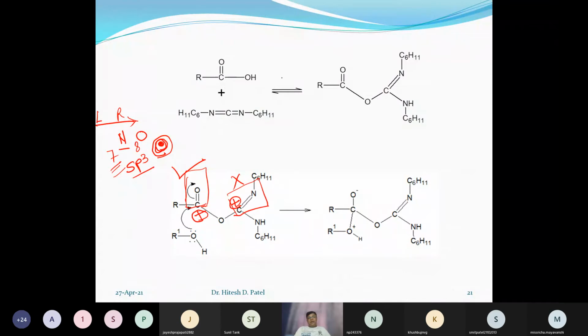Now I am going to discuss how the reaction will take place. The first step will be the same, the reaction between the acid and the DCC. The mechanism is already discussed, so I am not going to discuss it again, but here we will get RC double bond O, C double bond N, C6H11, NH, C6H11. Now instead of alcohol, what do we have to consider here? R1NH2.